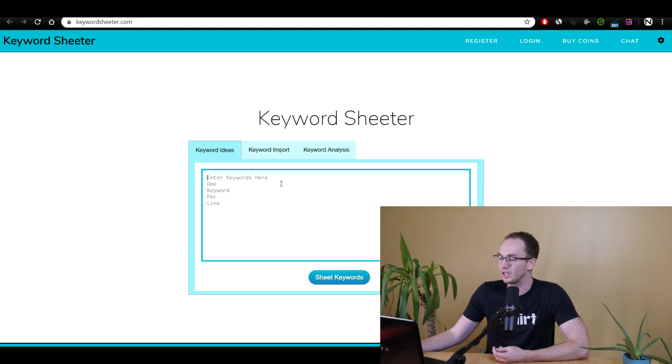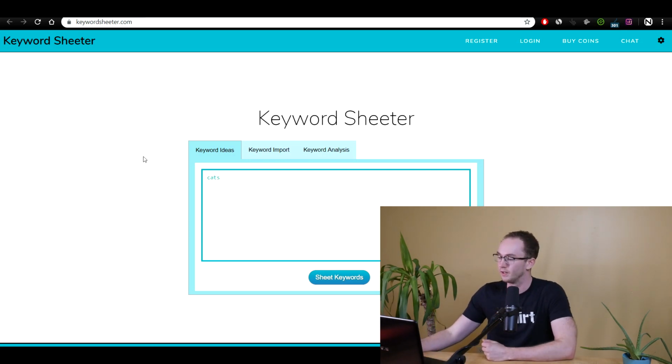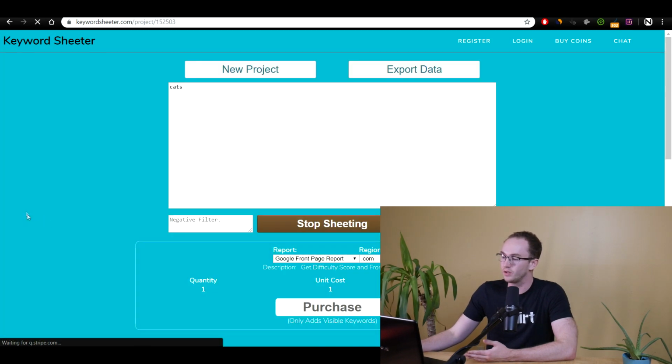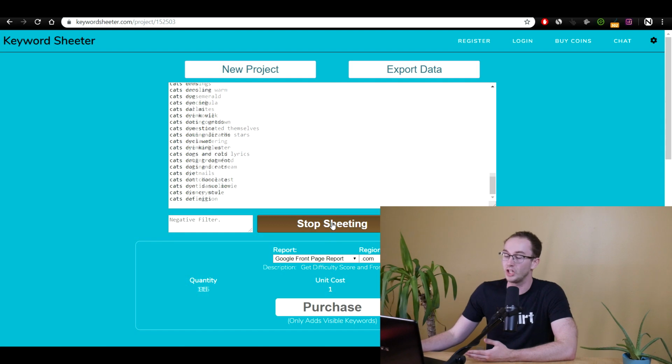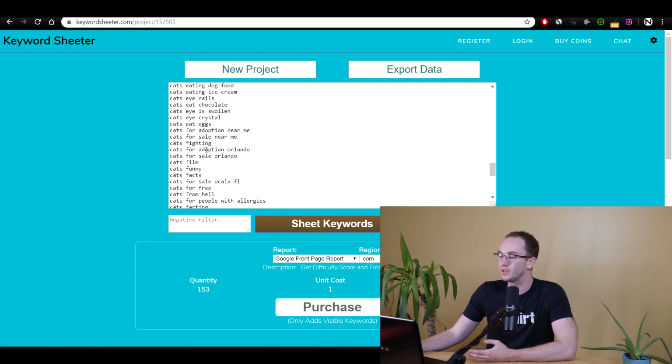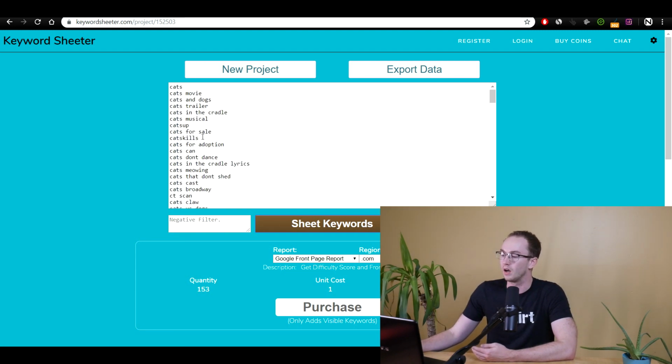But if you punch in a keyword idea in here, so let's just type cats, for example, okay? We go ahead and type cats in, you can sheet the keywords, and it's going to give you a massive list. And as you can see, you can stop sheeting with a brown button, and it's going to give you a massive list of different words that people search in Google after cats.